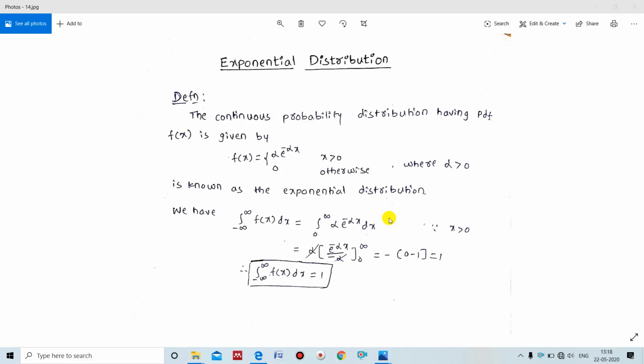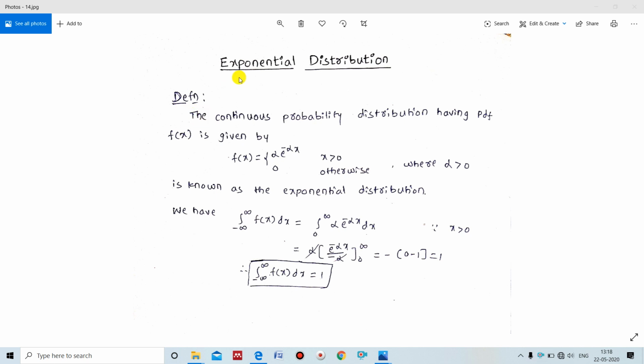Hi dear student, in the previous video we learned the examples on the Poisson distribution. In this video we learn the examples on the exponential distribution. To solve the exponential distribution, we first need to know the basic definition and statement.